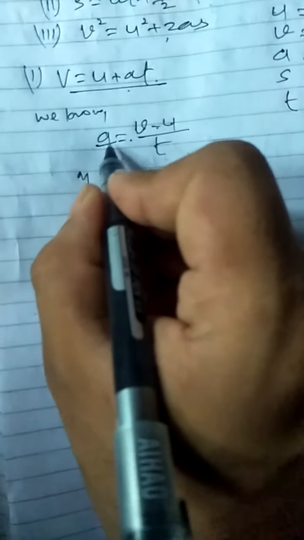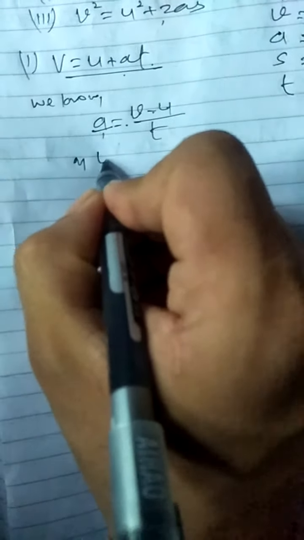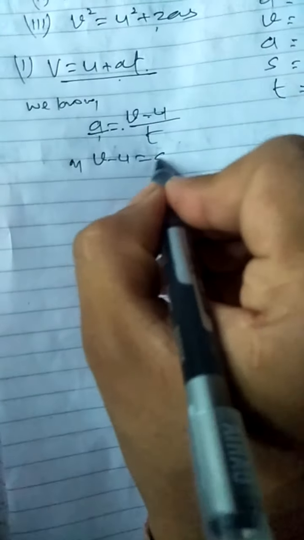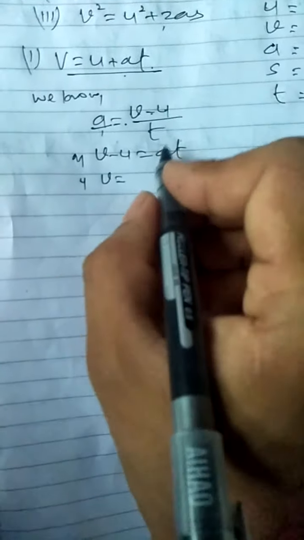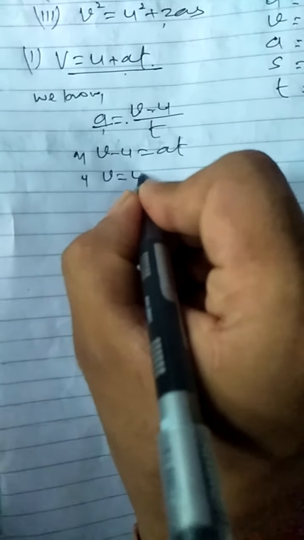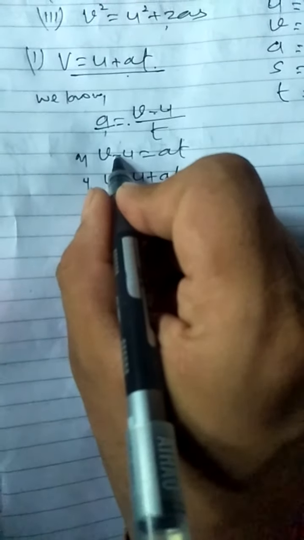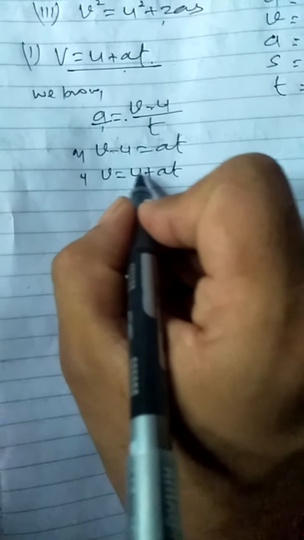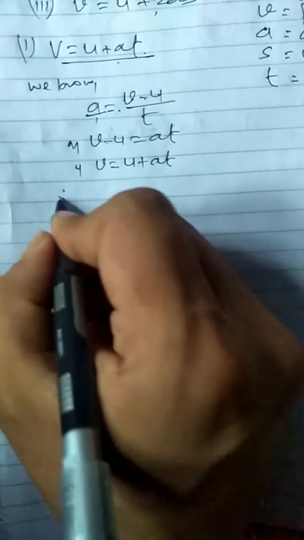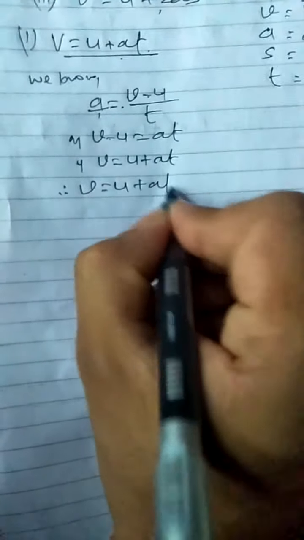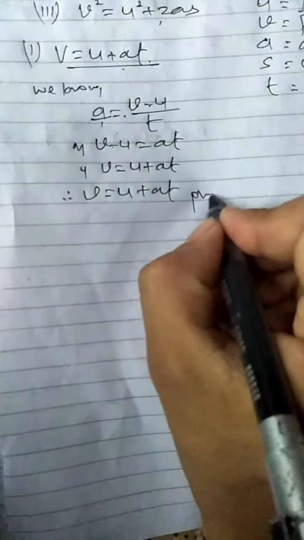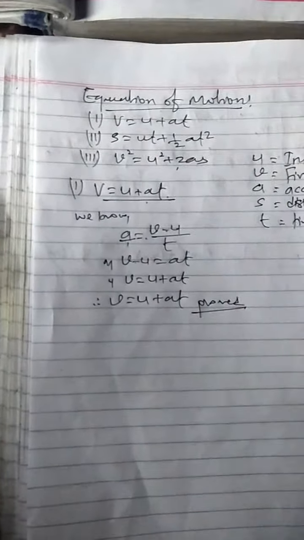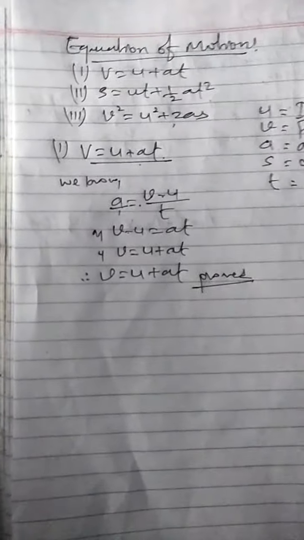Here we can cross multiply, because the other term is 1. While doing the cross multiplication, v - u = a × t, that is at. So v equals, you can bring this minus u to the right hand side, so it becomes u + at, because minus goes to the other side and becomes plus. So plus u, and here is plus at. Therefore v = u + at. So we proved the first equation of motion. To prove the first equation of motion, it is very easy, isn't it?